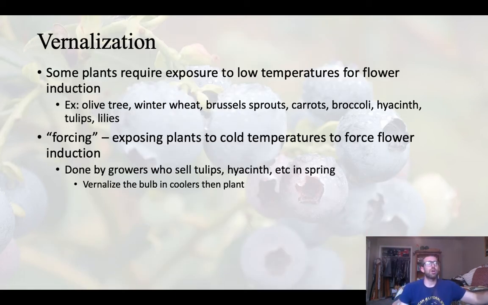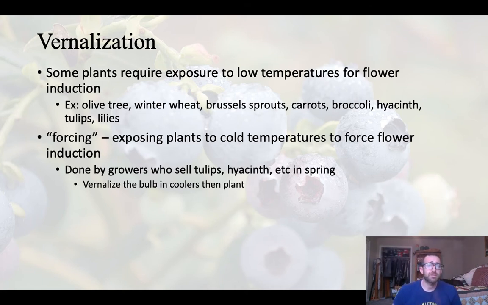All right, so we have self-inducive flowers, we have flowers that respond to photoperiodism, and then we have flowers that respond to vernalization. And I talked about vernalization before, remember? Right? These are plants that require exposure to low temperatures for flower induction. A lot of times these are those biennial plants that have that initial growing season, then they overwinter, and then they have the second growing season in which they mature and reproduce. But they may not all be.